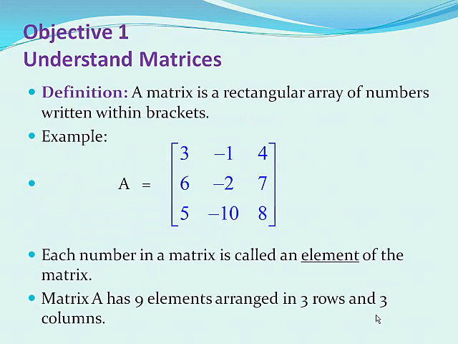A matrix is a rectangular array of numbers written within square brackets. Here is an example. Each number in a matrix is called an element of the matrix. Sometimes we also call this an entry of the matrix. This matrix A has 9 entries arranged in 3 rows and 3 columns.